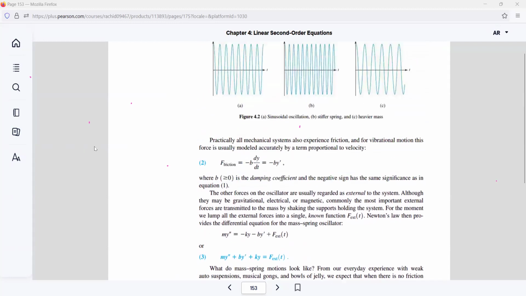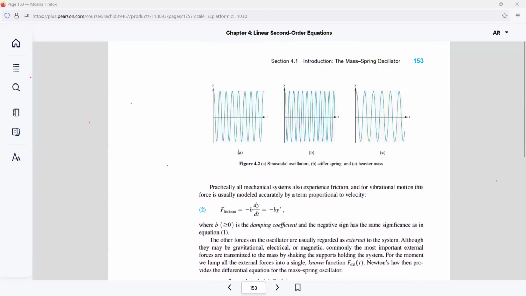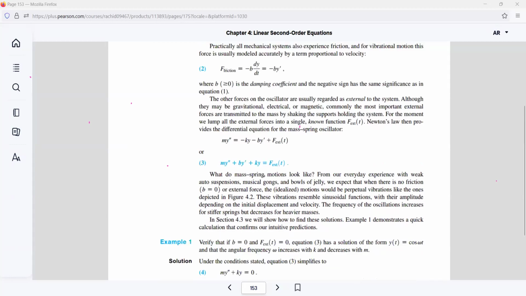Of course, that is kind of what I talked about here when the oscillation happened. They resemble the sinusoidal functions studied in trigonometry, with their amplitude dependent on, of course, initial displacement and the velocity. The frequency of oscillation increases with stiffer springs, but decreases with heavier masses, and that's what you see in the figure I described there. Okay, so let's keep going.